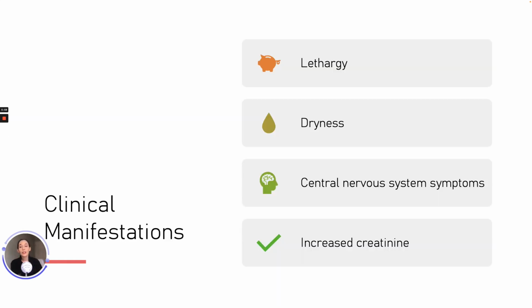So clinical manifestations that we might see are lethargy, since these waste products aren't being filtered, they slowly accumulate within the body. Dryness: the skin and mucous membranes are dry from dehydration. Central nervous system symptoms, which include drowsiness, headache, muscle twitching, and seizures. And increased creatinine. All phases of acute renal failure will increase the creatinine.